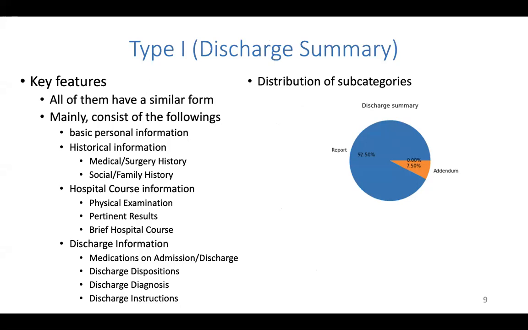And then after some time, maybe the hospital workers, like nurses or doctors, would like to add some additional information to the discharge summary. So they would write an addendum. So you can think of addendum as just additional information.